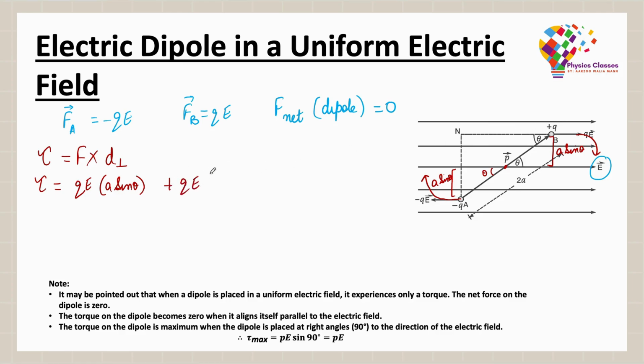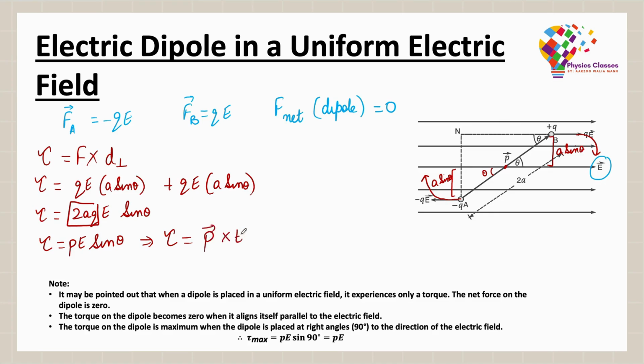Why am I adding the two torques? Because both of them are in the clockwise direction. So from here, the torque becomes 2AQ times E sine theta. Now 2AQ is nothing but the dipole moment, so I can write it as PE sine theta, or it can be written as the cross product of dipole moment and the electric field E. So torque is equal to P cross E. Okay, this is a small derivation. It generally comes for 2 marks, but it has a lot of significance in understanding it.